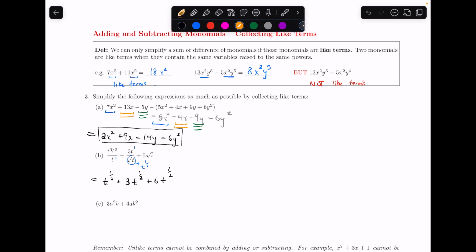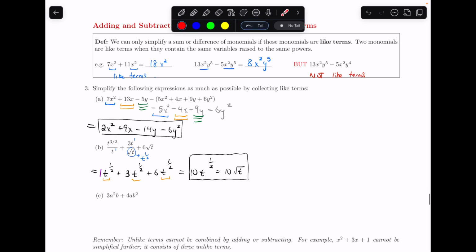So actually, all of these are like terms. t to the 1/2, another one, and another one. The very first t to the 1/2, the coefficient in front of it is technically a 1. So I have a 1 in front, and then a 3, and then a 6. If I add those together, I get 10 t to the 1/2. And if I want to write that as a root again, this would become 10 square root of t. I could either write it in the exponent form or in the square root form.